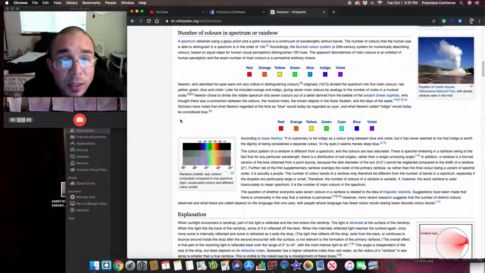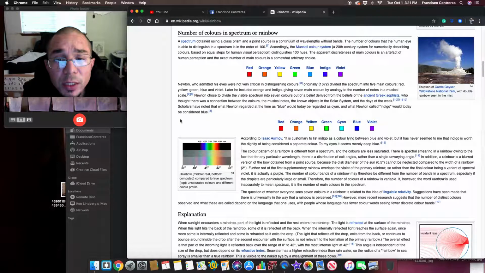The apparent discreteness of main colors is an artifact of human perception, and the exact number of main colors is a somewhat arbitrary choice. Red, orange, yellow, green, blue, indigo, violet.